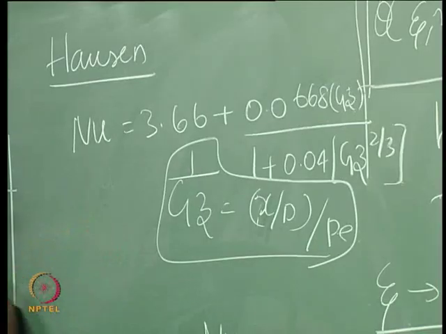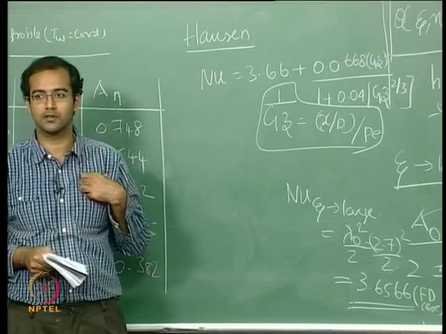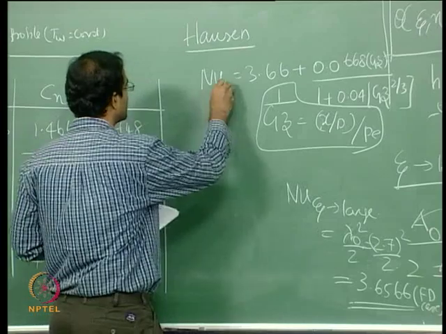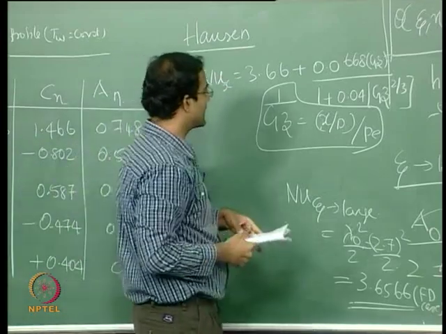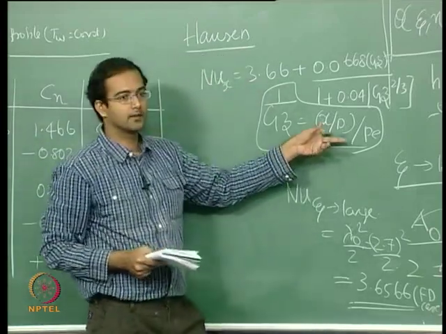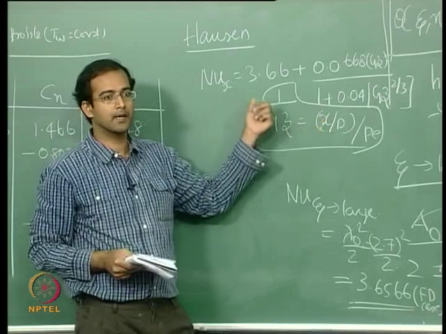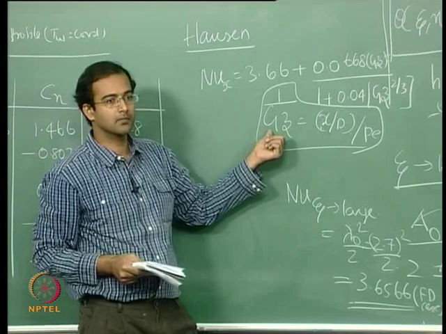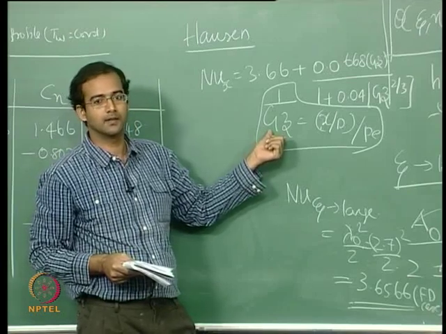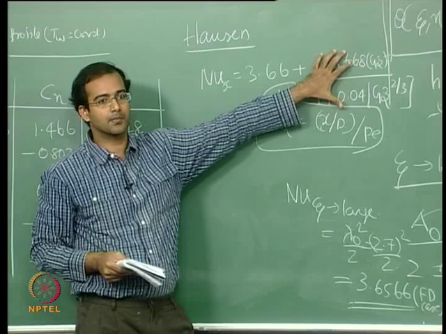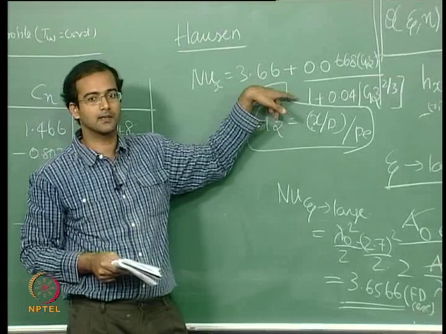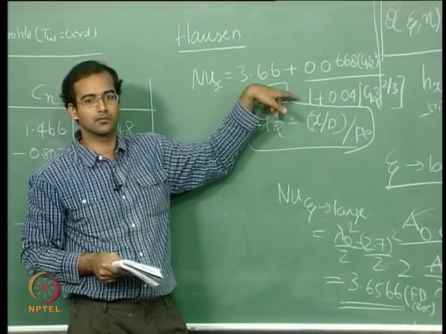You do not have to find the eigenvalues and the constants corresponding to n equal to 0, 1, 2, 3 for this. This is an empirical correlation which fits very well with the exact solution. You can see that for the limiting case where x by d goes to very large values, your Graetz number becomes very small. Then this particular term disappears and it leads to the limiting case of 3.66, which is the Nusselt number for fully developed flow.